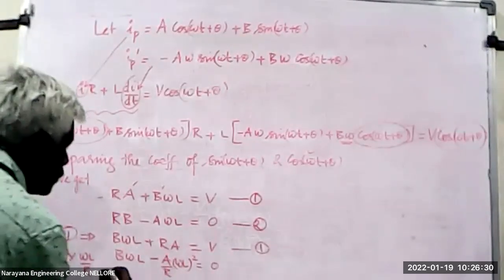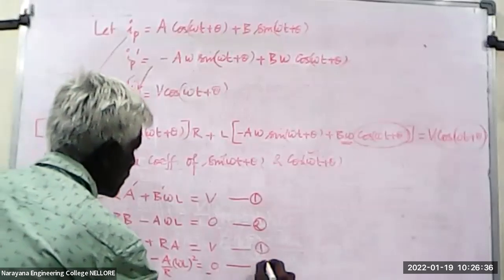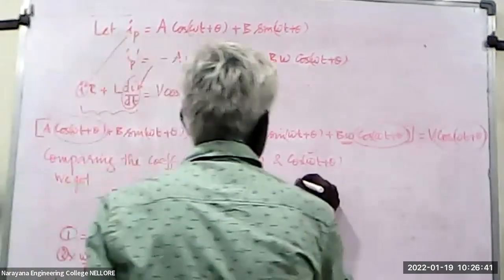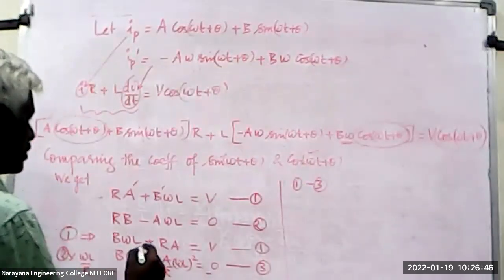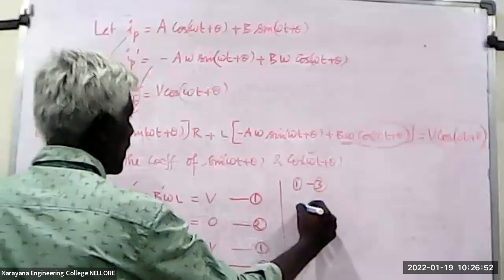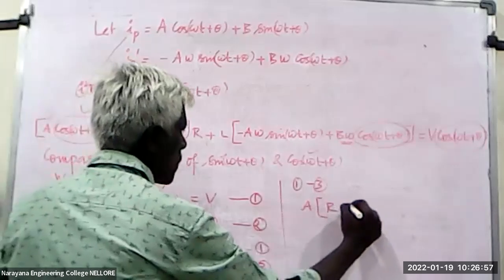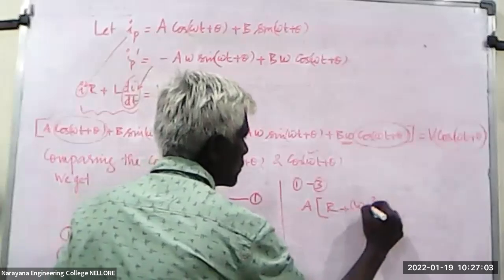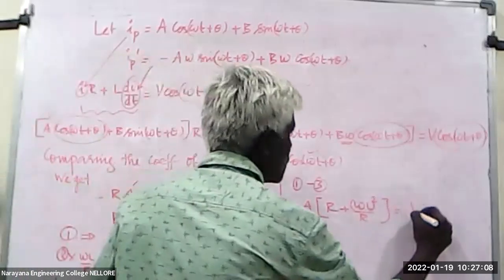So now we subtract these two equations. Let us take this as the third equation. So 1 minus 3, what do we get? Equation 1 and equation 3, these two B omega L terms will get cancelled. Then what do we get? A is common, so take A common here. Then R plus omega L square by R, which is equal to B minus 0, that is B.